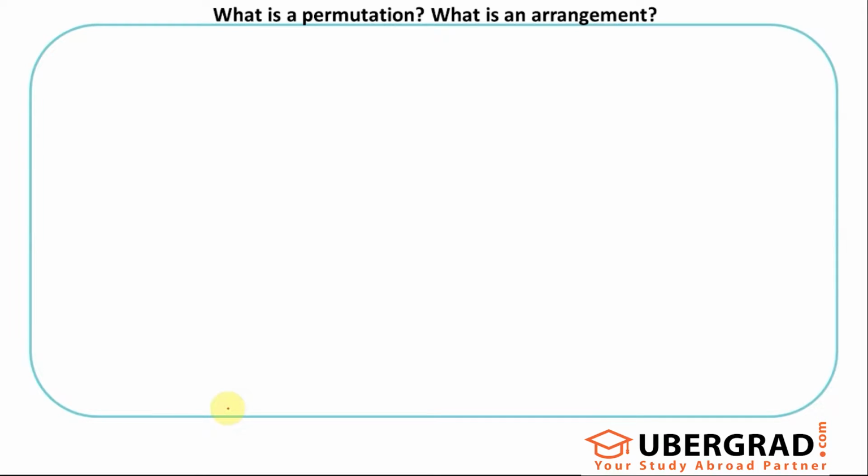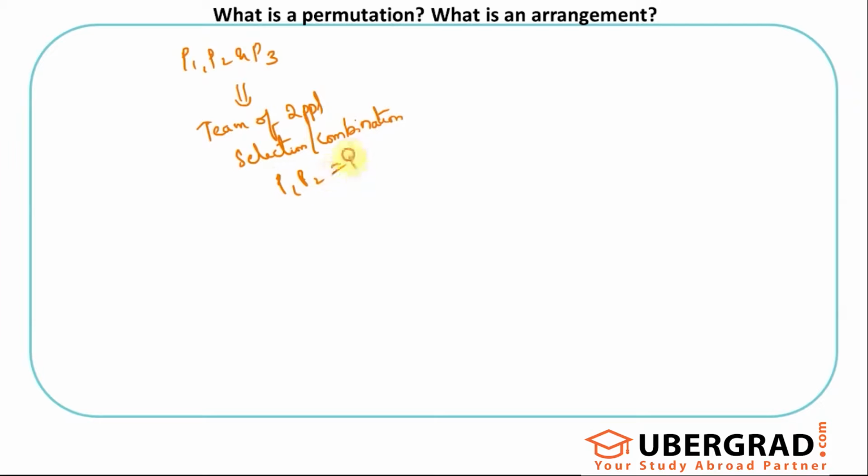So what is a permutation and what is an arrangement? If you've seen the video on combinations, we talked about three people, P1, P2 and P3, and the goal was to make a team of two people. That turned out to be a combination, a selection, because the order of people does not matter. That is, if I select P1 first into the team and then P2, or P2 then P1, it's all the same. Right, let's imagine a situation like this, where we are making them stand in a line.